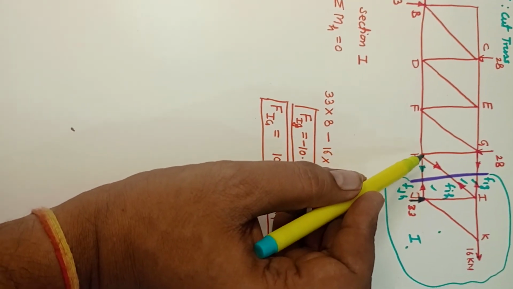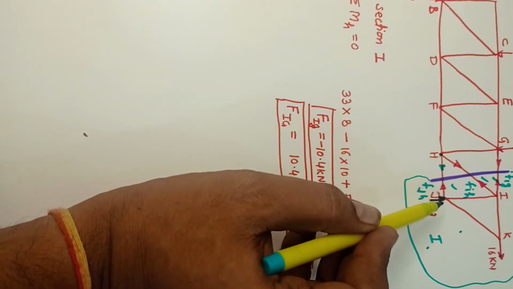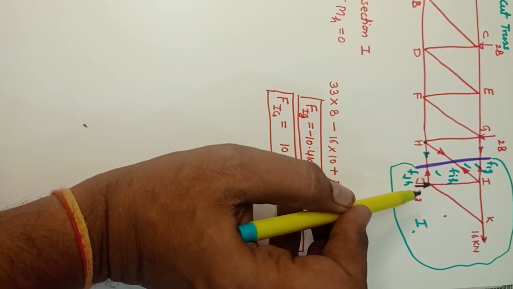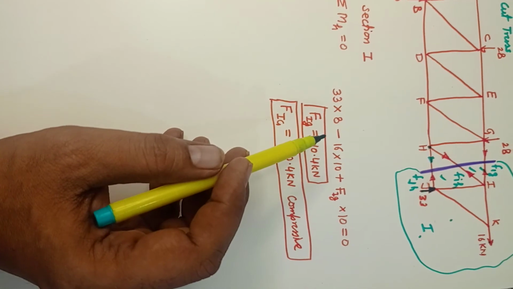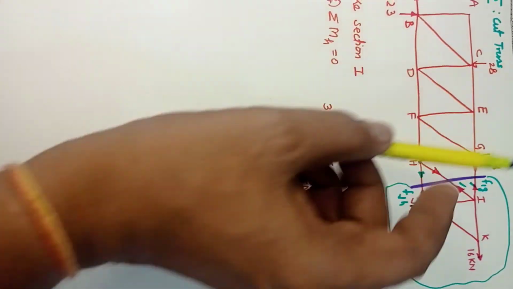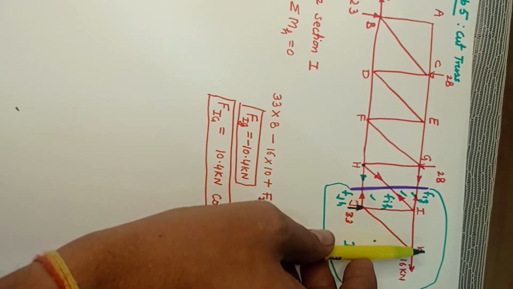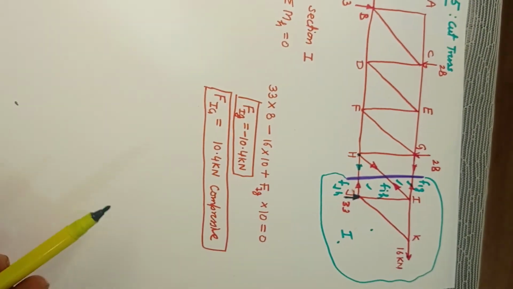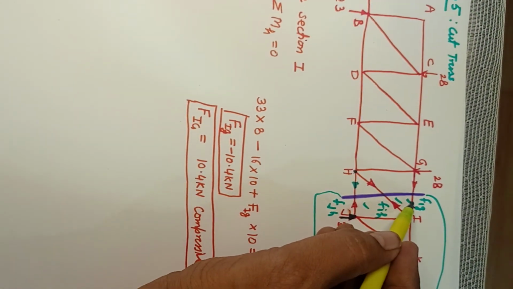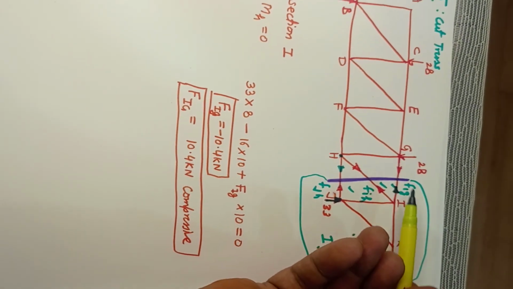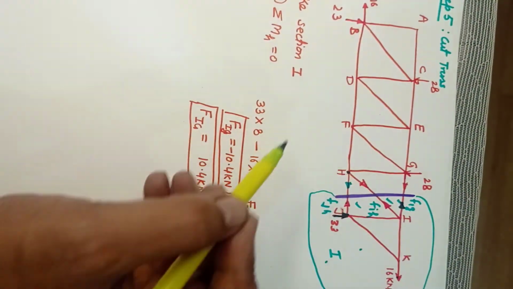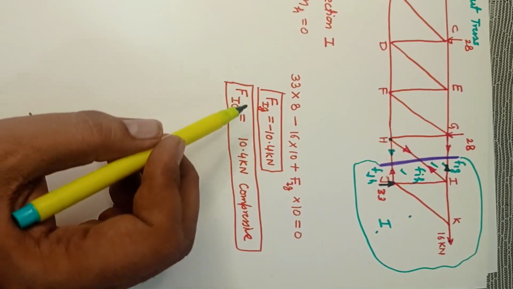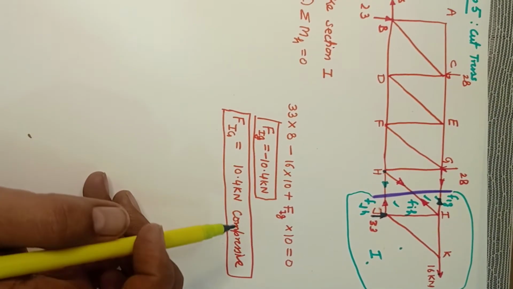So take the moment about this point; see the equation carefully. 33 into 8, this distance is 8. We are taking distance from point H, taking moment about H and analyzing section 1. So it is going to be 33 multiplied by 8. How is it going to turn? It is going to turn in the anti-clockwise direction, so it is positive. Then 16, you have extended the line of action, it will turn clockwise, so that is going to be negative. FGI's arrow is like this, so it is going to turn anti-clockwise. So FGI into 10. We have calculated FGI equal to minus 10.4; minus indicates a compressive force.